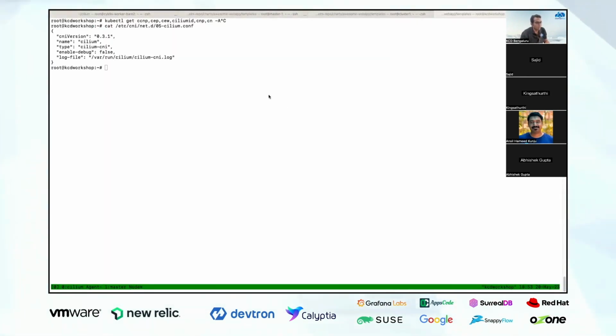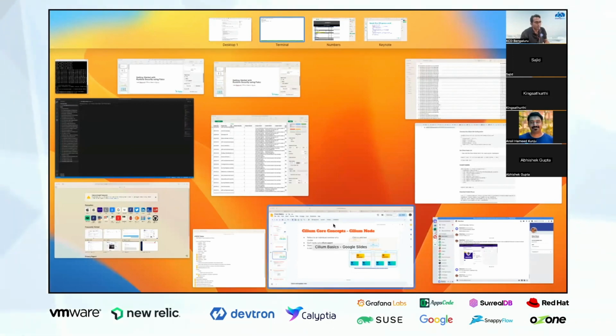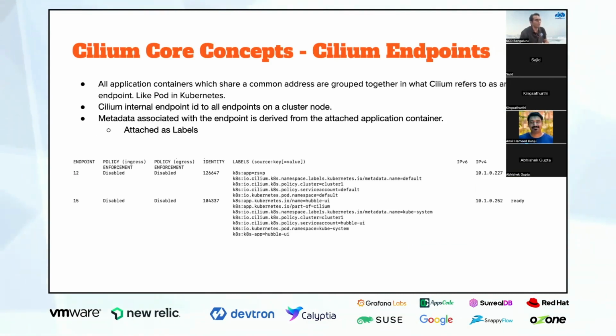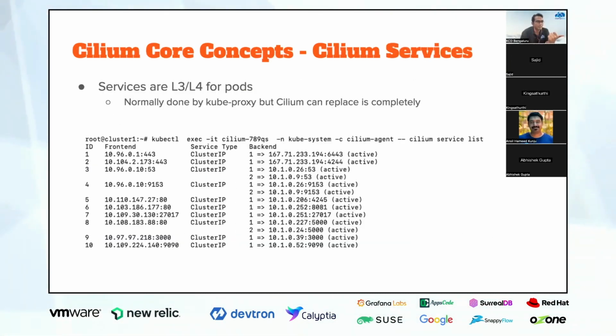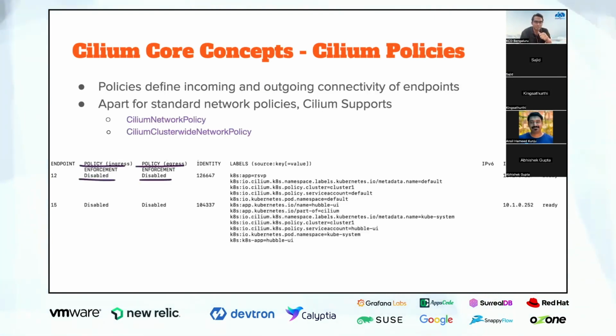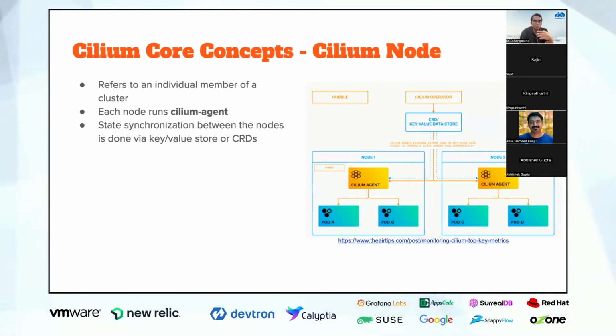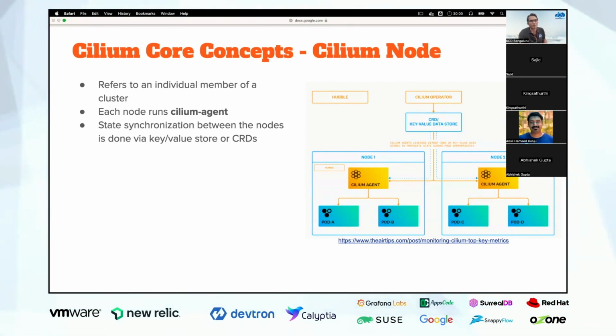Let's look at some of the components we have to understand here. Let us now deploy some application and then look at endpoint, identity, Cilium services, and policies. These are the four core concepts you need to understand to play around with Cilium. Okay. As we are close to 1.5 hours, do you want to take a 5-minute break and come back, or continue?